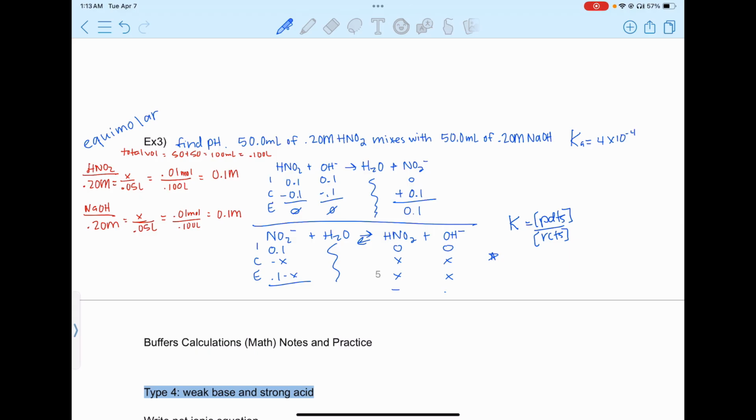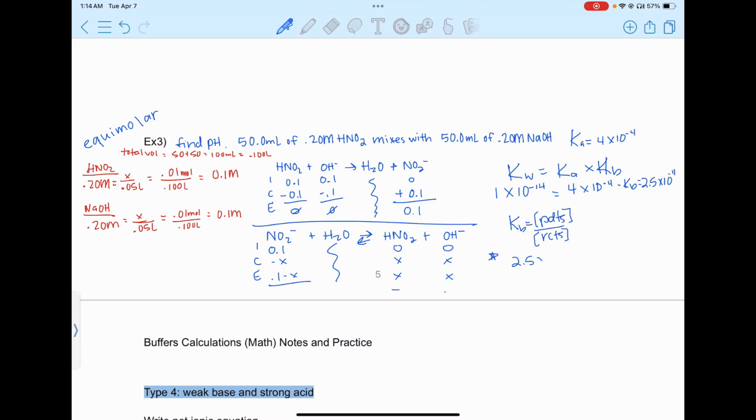Well, how do I get Kb? So remember this equation? Kw is equal to Ka times Kb. We need that right now. Kw is a constant, 1 times 10 to the negative 14 at room temperature, that is. That is equal to our given Ka value, 4 times 10 to the negative 4, times Kb. When I solve that, I get that Kb is equal to 2.5 times 10 to the negative 11. So that's the number I need to use in this expression, Kb.